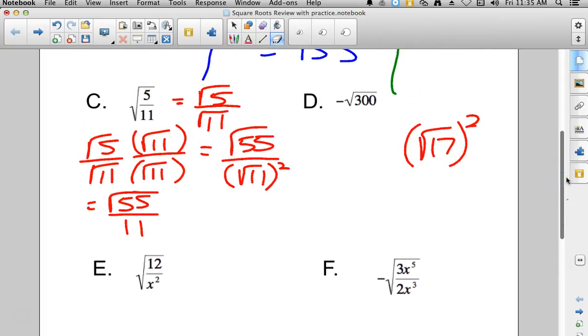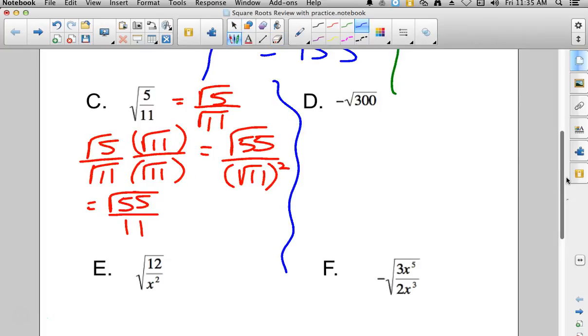D. Square root of negative 300. Now the negative part, that's just going to come along for the ride. There's nothing we can do about that. If it's under the radical, then we can't do this problem. Because watch what happens if I ask my calculator to take the square root of negative 100. It yells at me. It's not a real answer.